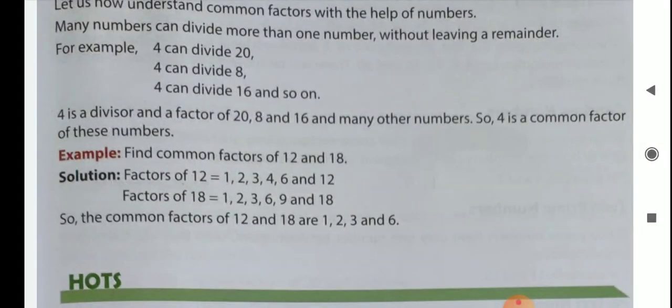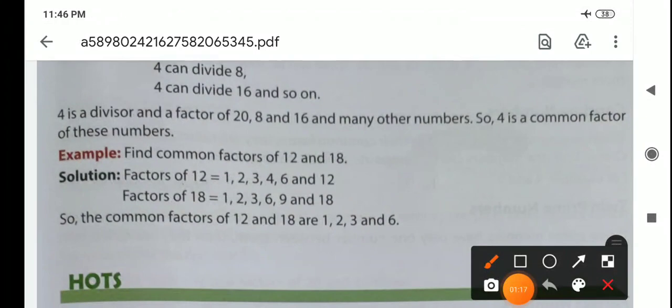Now see the example. Find common factors of 12 and 18. So here what do we do? First, children, we find out the factors of 12. Then find out the factors of 18. Then we find out which are common. Here we can find 1, 2, 3, 6, isn't it? So these are common factors. Clear?